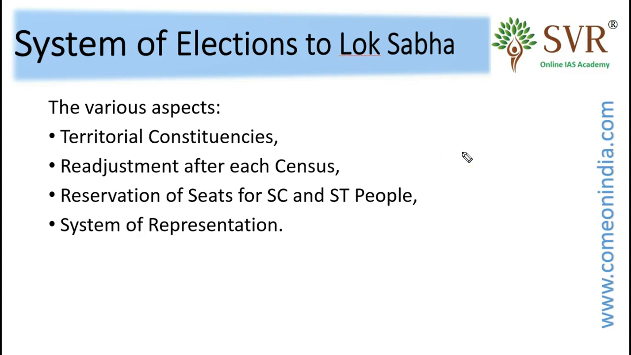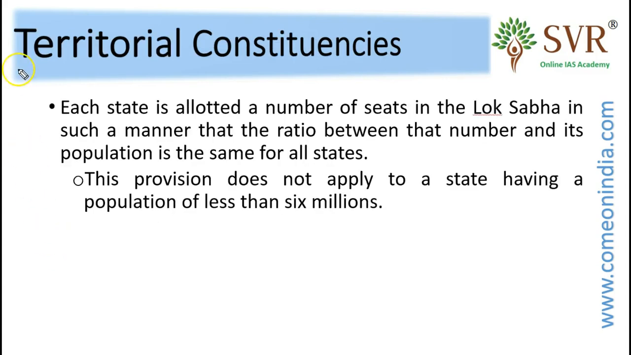So far we have discussed the composition of Parliament. Now we are going to see the system of elections to the Parliament. First, we consider certain important aspects regarding the system of elections to the Lok Sabha. That is, we are going to learn what is meant by territorial constituency. Then we are going to see how the readjustment takes place after every census. Then we are going to see how the reservation of seats is provided for scheduled caste and scheduled tribe people. Finally, we are going to see what is meant by the system of representation for the election to the Parliament. Territorial constituencies is the first aspect regarding the system of elections.